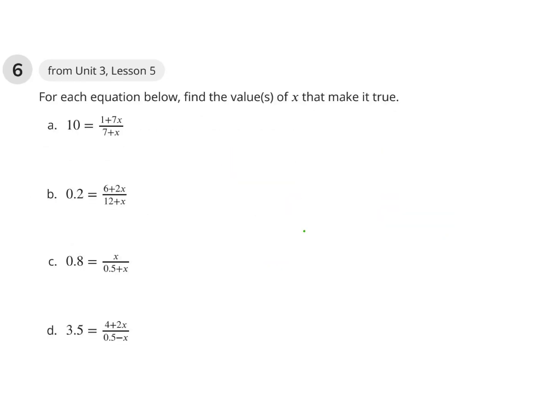Okay, let's look at this problem. There are 4 sections, so we're going to do each one on a different page. So find values of x that make it true. What we have to do is cross multiply to get out of the denominator. So 10 times 7 plus x gives us 1 plus 7x.